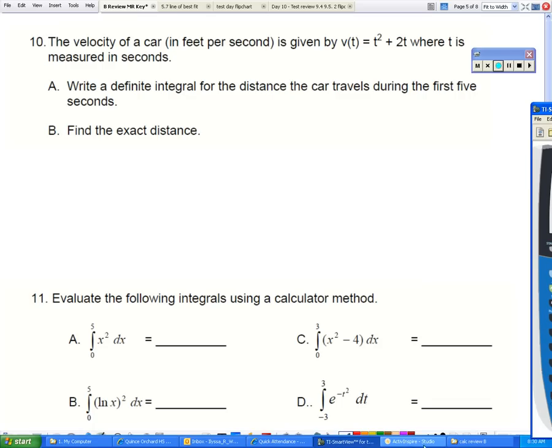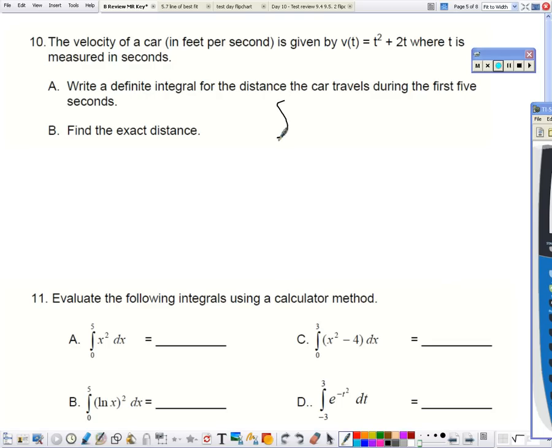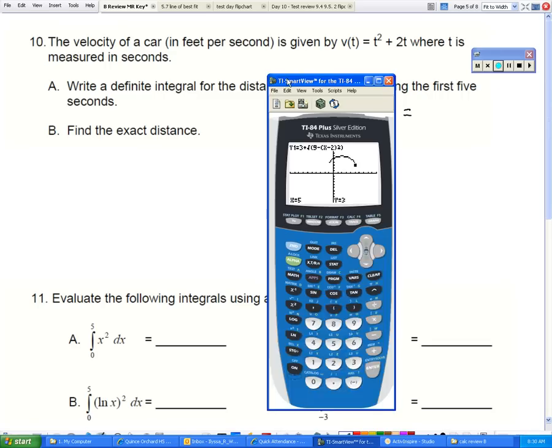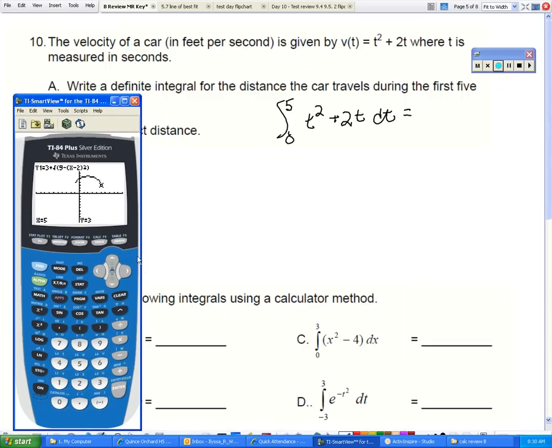So now for number 10, to write an integral for the distance, well, the integral for the first 5 seconds is 0 to 5 of the velocity will give us the distance. So if I actually calculate that, you can use our calculator, or you can use the fundamental theorem of calculus, since we know that now.